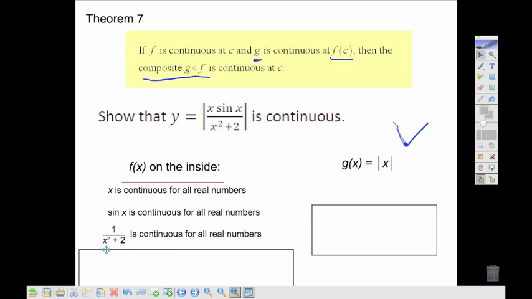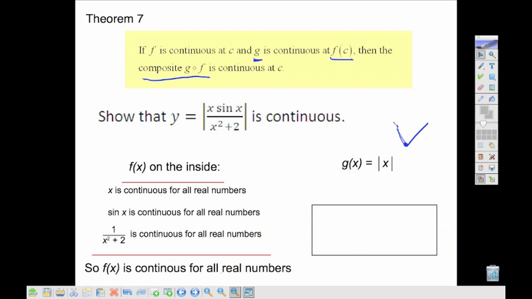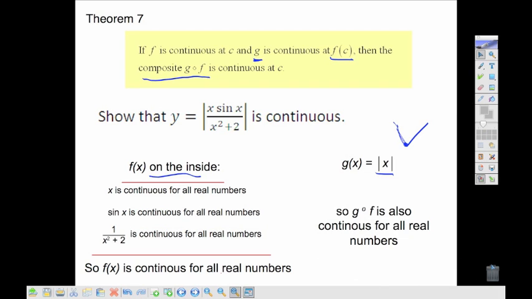We can see that our denominator here, since it's never going to give us a 0 in the denominator, is also continuous for all real numbers. So we can see that f is continuous for all real numbers. As a result, if I put f on the inside of g, I have a continuous function inside of another continuous function. Therefore, my composite is also continuous for all real numbers, showing this equation right here is continuous for all real numbers.